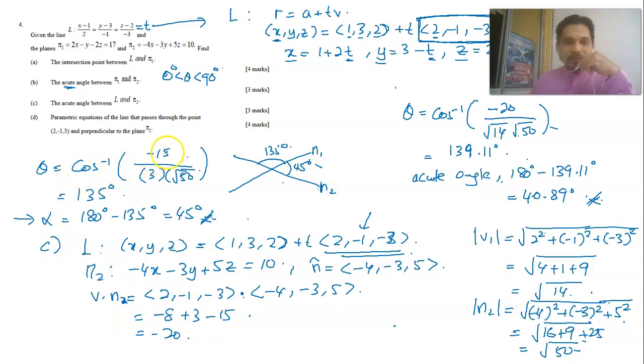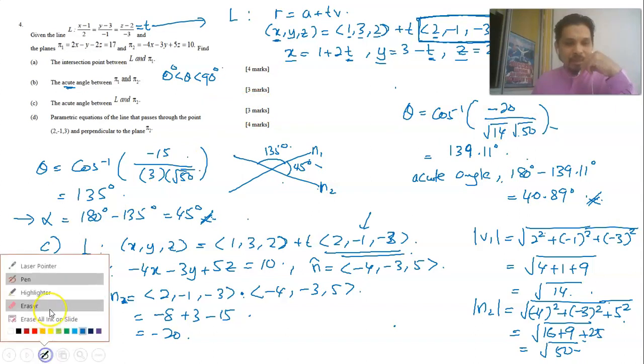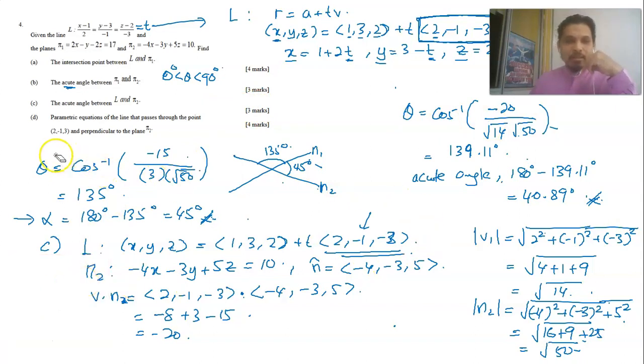Arc cos of negative 15 divided by 3 times square root of 50, and arc cos of negative 20 divided by square root of 14 and square root of 50 for this one here. Okay, and now I'm going to clear the screen again. This one.